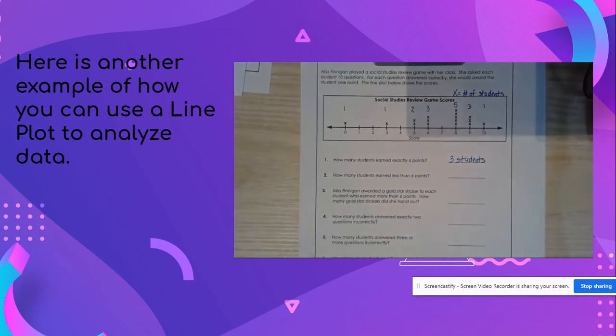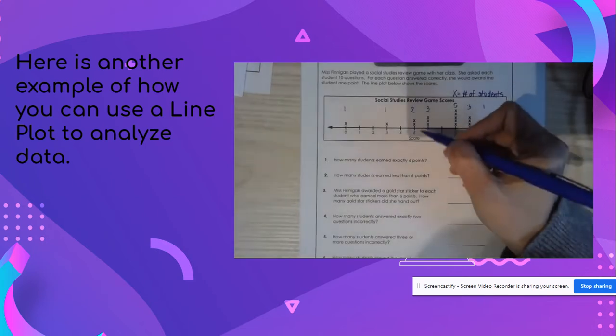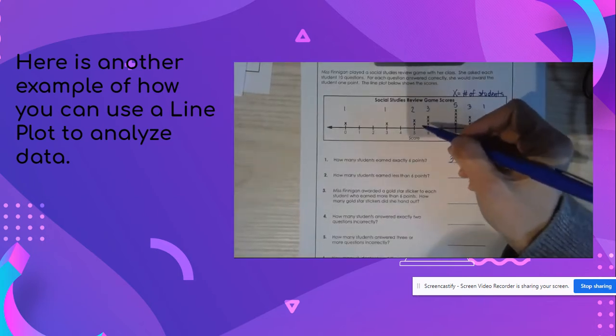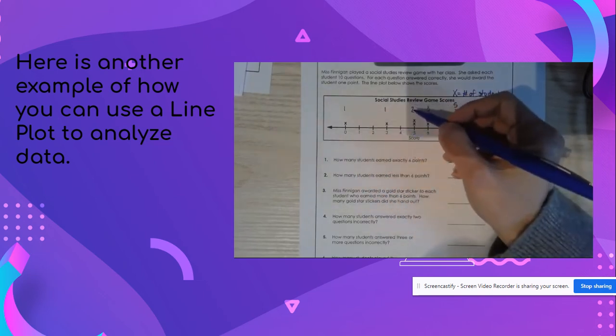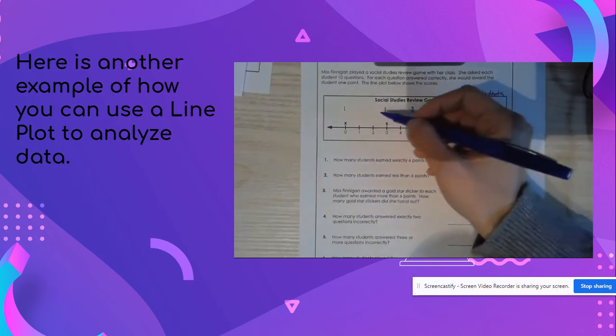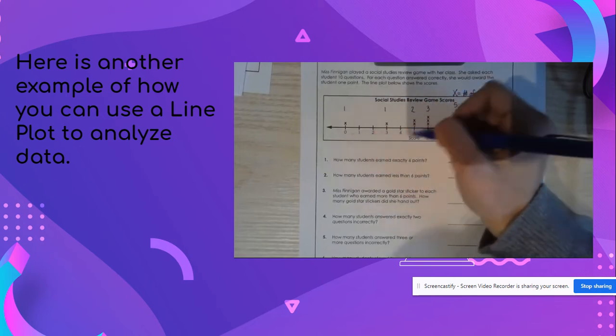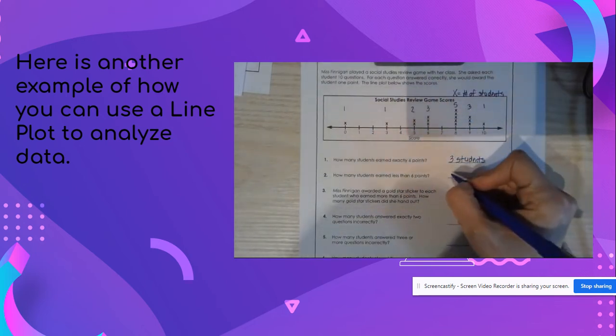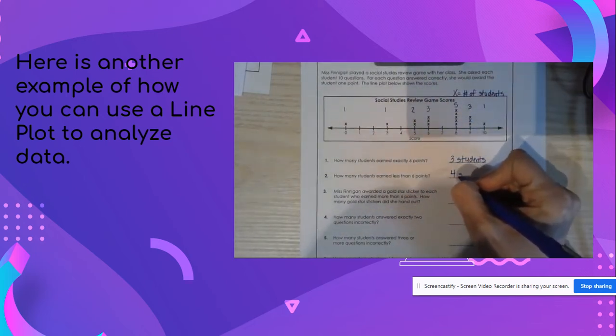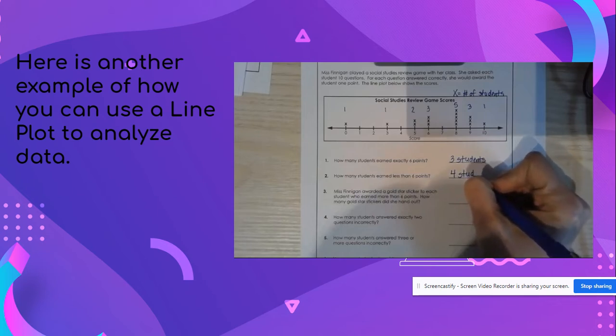How many students earned less than 6 points? It's not asking you to include 6 points, it's saying less than 6 points. So we're going to add our 2 students plus 1 in that range, which is a total of 4 students.